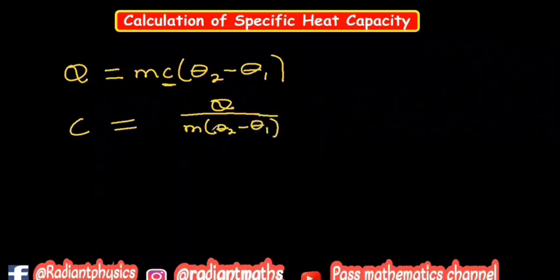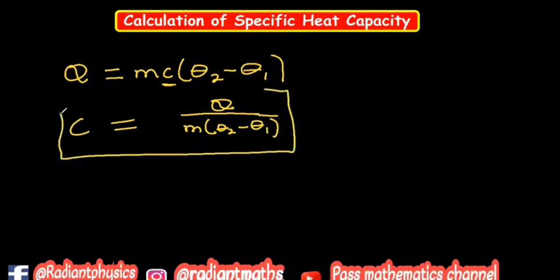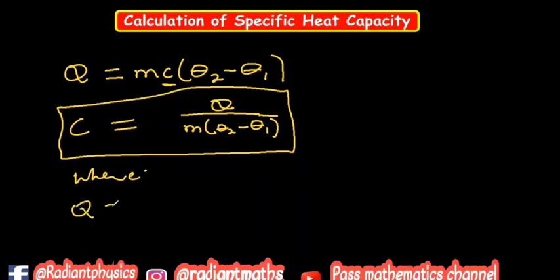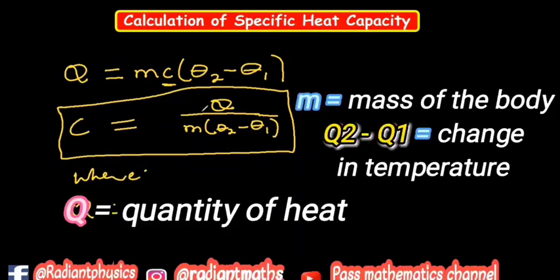All right, so we are going to have this equation. This is for specific heat capacity, okay? Where Q is quantity of heat, C is the specific heat capacity, M is the mass of the substance, and this is change in temperature, the final temperature and then the initial temperature.